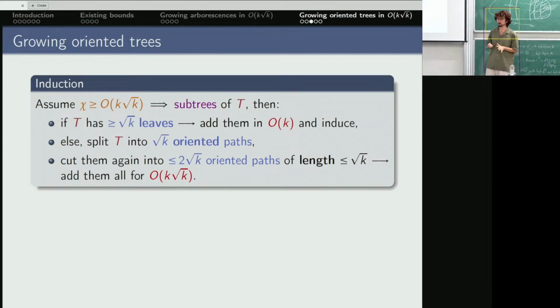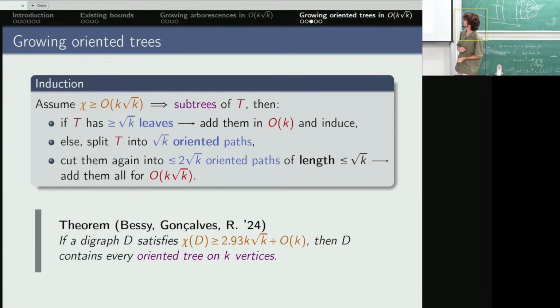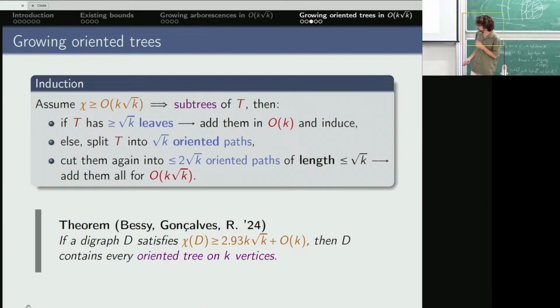And you can add them all for k square root of k. So you pay k at each step because they are all short. And you have square root of k steps, and you are done. And yeah, this gives us our final bound for the general oriented trees.